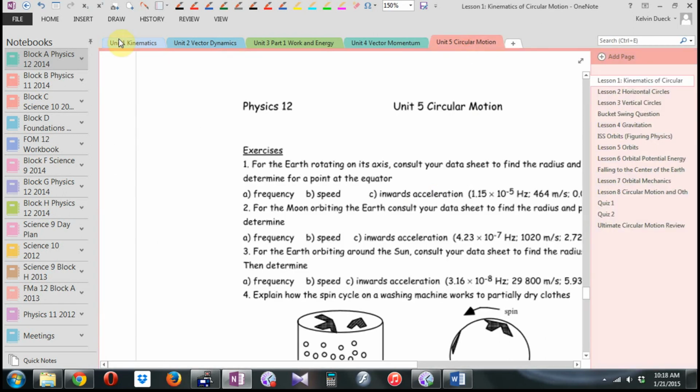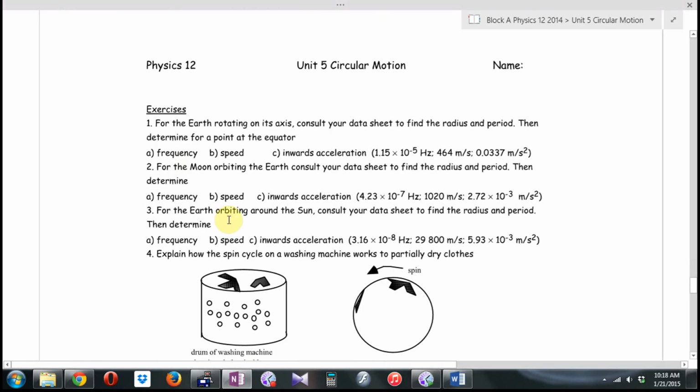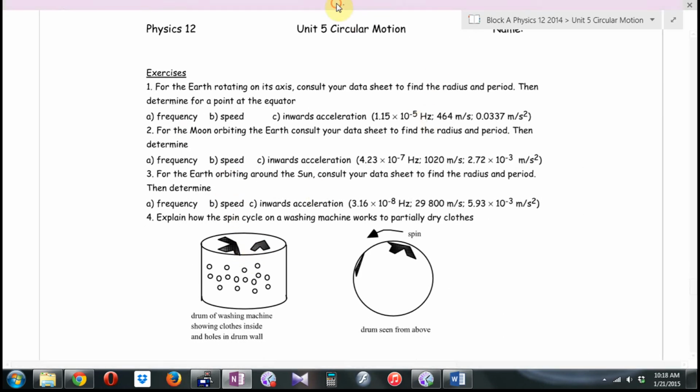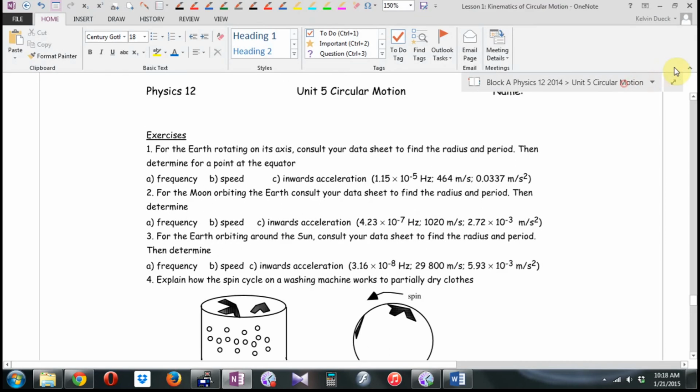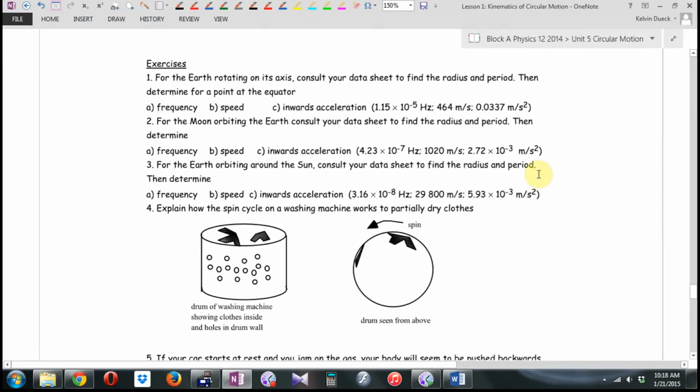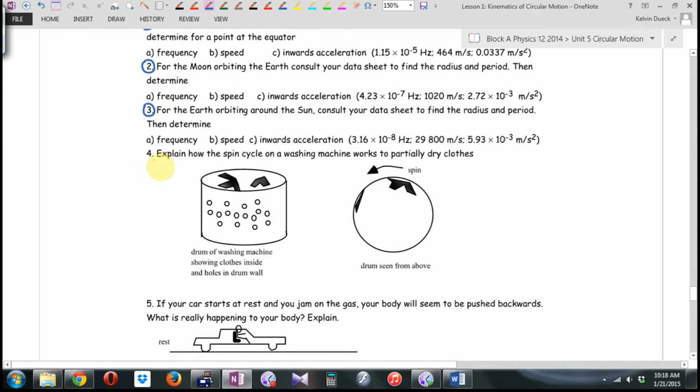So, as part of your homework then, consult your data sheet to find the radius and the period of the Earth. Then, on the equator, find the frequency, 1 over the period, the speed, and your centripetal or inwards acceleration. Same thing for the moon. Same thing for the Earth around the sun. Number 4 is good.